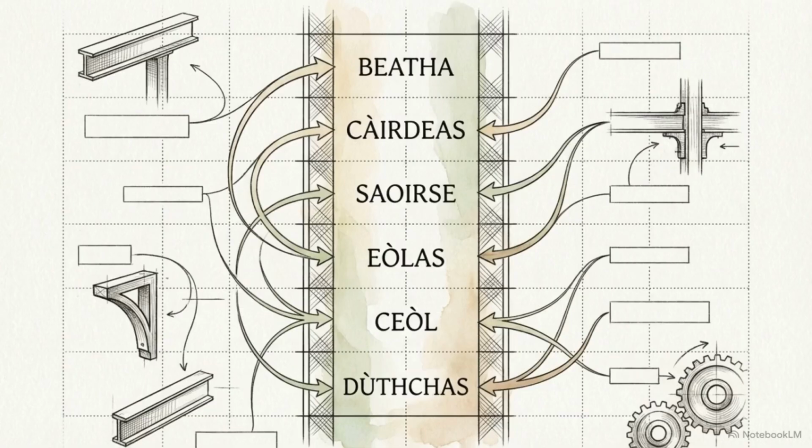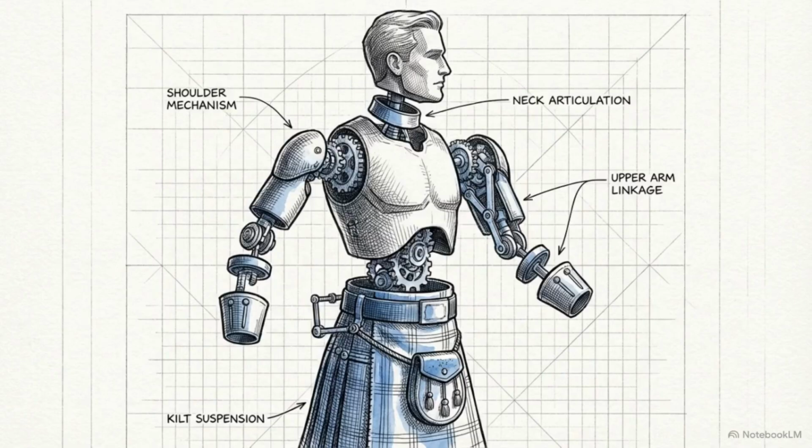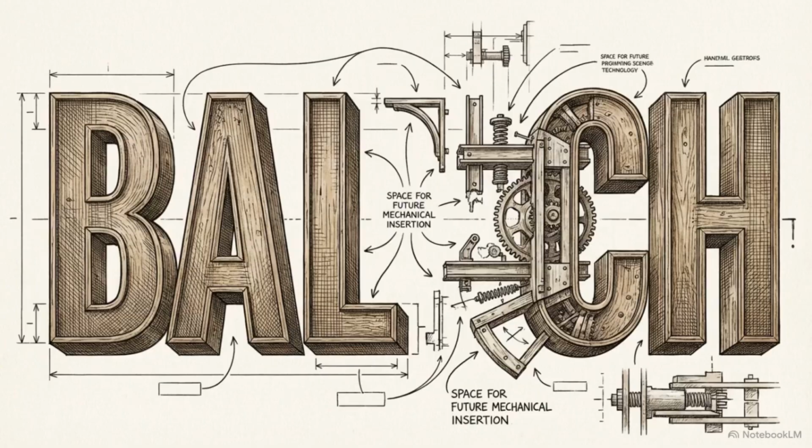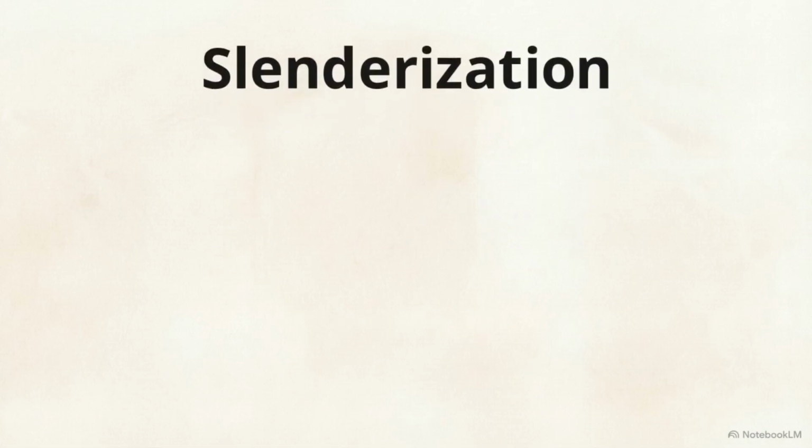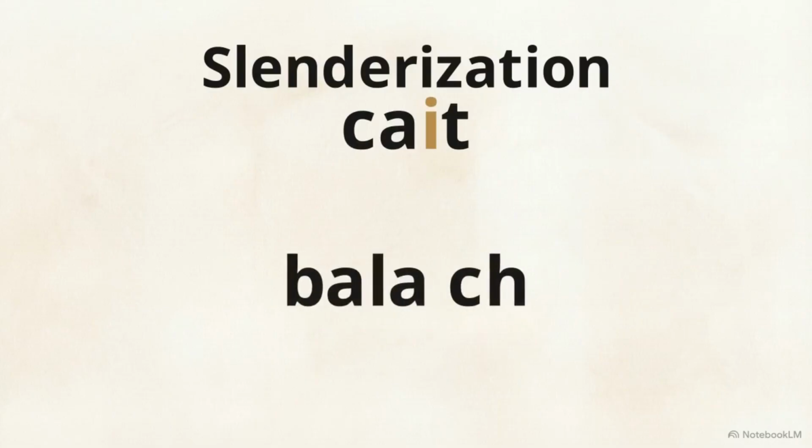The language follows a strict, predictable logic. We begin with the first major grammatical category, masculine singular nouns. When a masculine noun becomes the possessor, it usually undergoes an internal mutation called slenderization. This diagram is a visual representation of slenderization. The language inserts an I into the final syllable of the root word. Cat becomes Kate. Balak becomes Balaik.